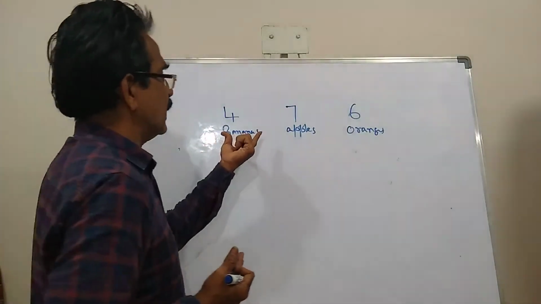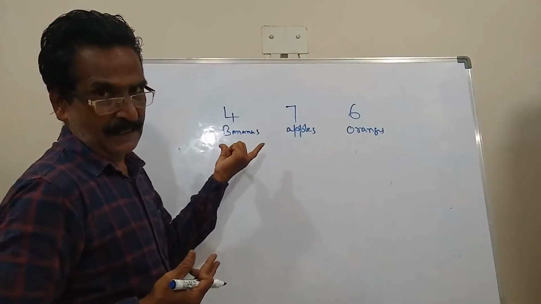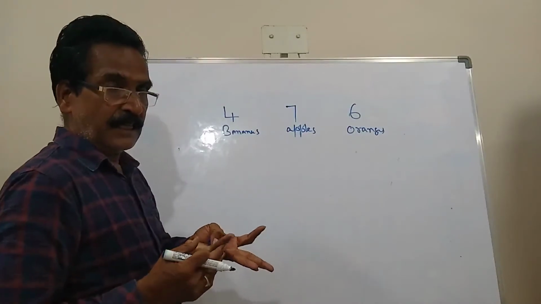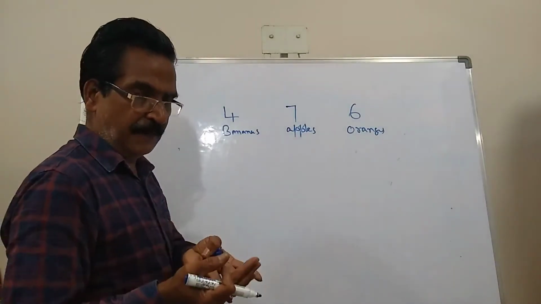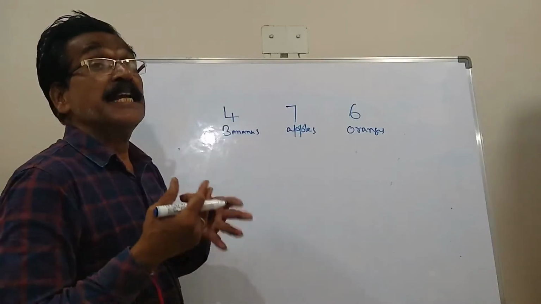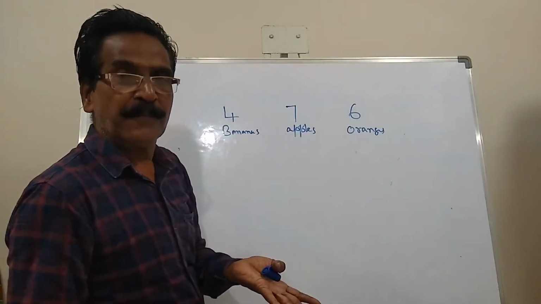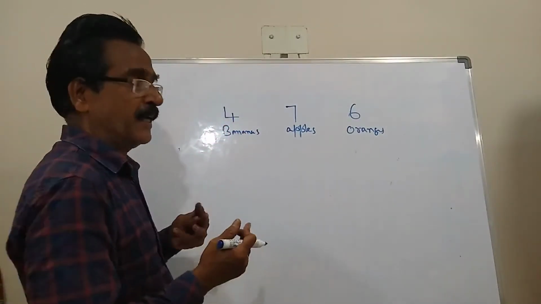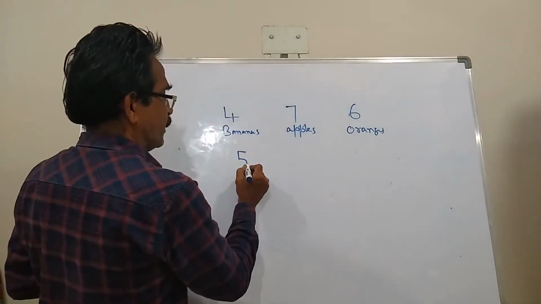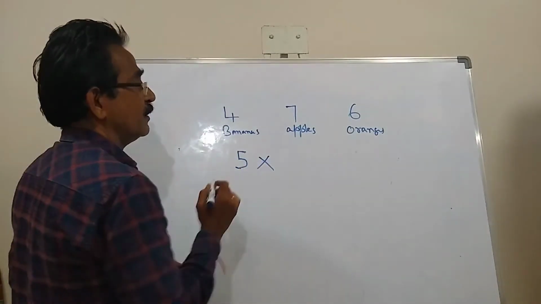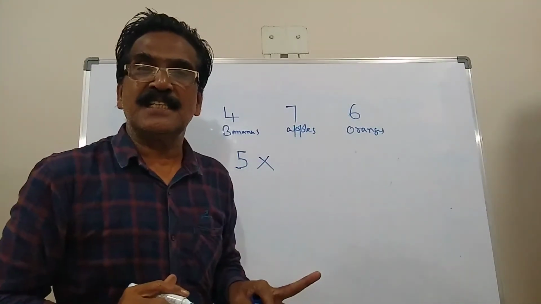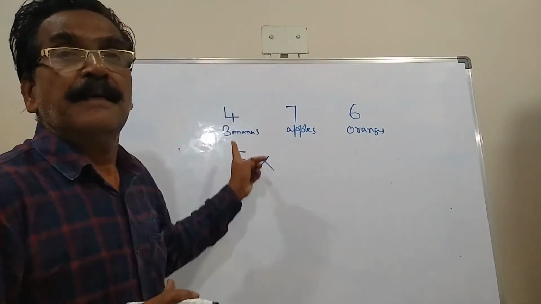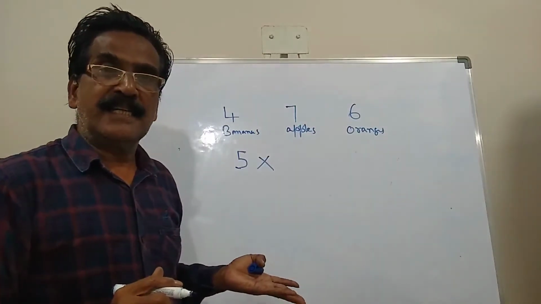See, first let us consider the bananas. He may take 1 banana, 2 bananas, 3 bananas, 4 bananas, or he may take no banana. So the number of selections from bananas is 5 ways. He may take 0, 1, 2, 3, or 4.